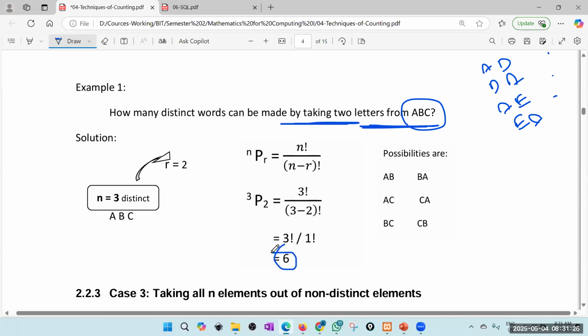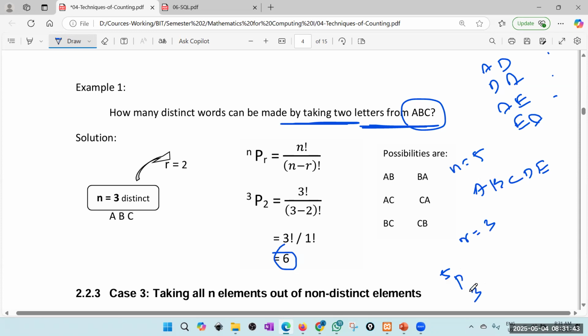Okay. Say we have 5 distinct elements, A, B, C, D, E. We take 3 at a time, so that is n equal 5. We take 3 at a time and arrange, that is r equal 3. How many ways can we arrange linearly?